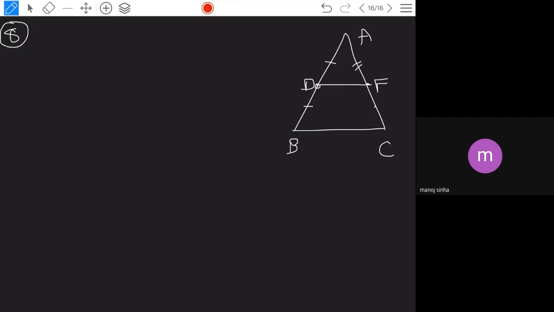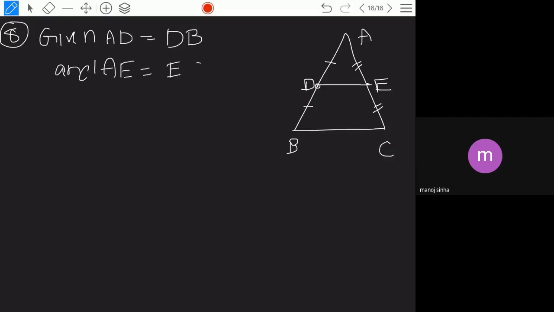Prove that the line joining the midpoints of any two sides of the triangle is parallel to the third side. Already in this triangle it is given that AD is equal to DB, and take AE is equal to EC. So now what do you get from this? AD by DB is equal to AE by EC. Why? Because AD by DB will be 1, and AE by EC will also be 1.